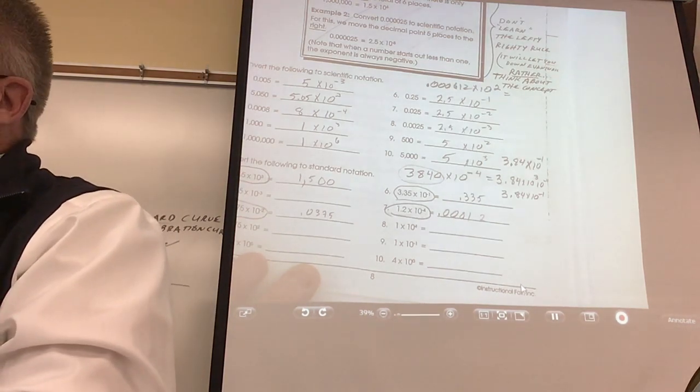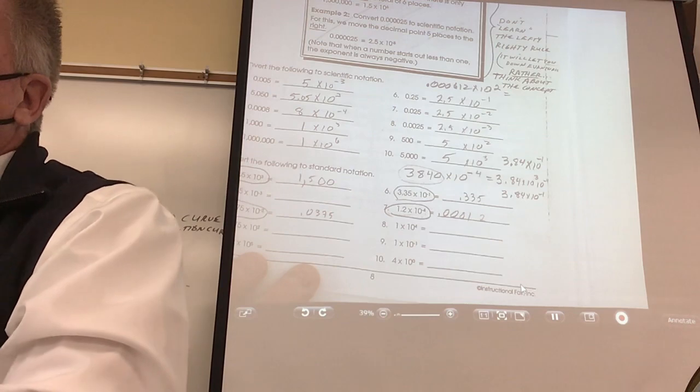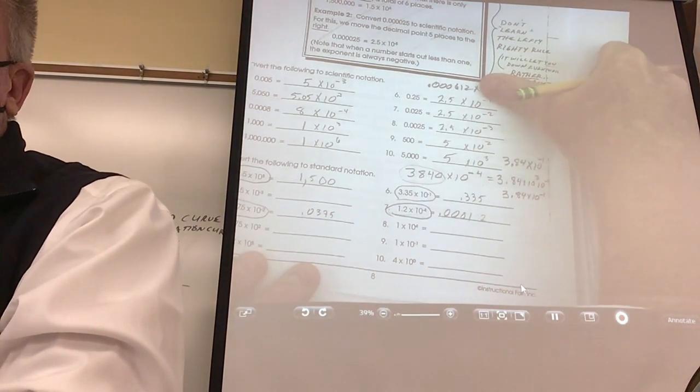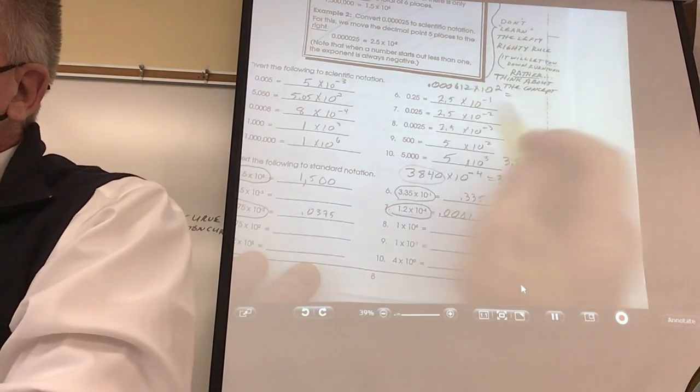Okay, I'm interested in knowing which method you pick. How many of you took the first part of the number and put it in scientific notation? How many of you felt comfortable with that? Yeah. Okay, so let's try it that way.